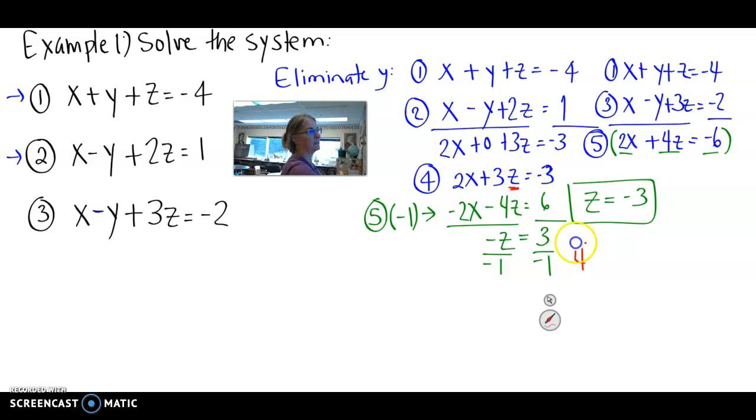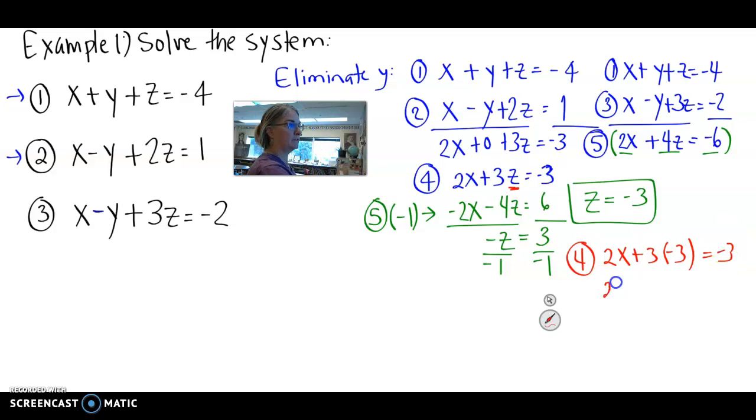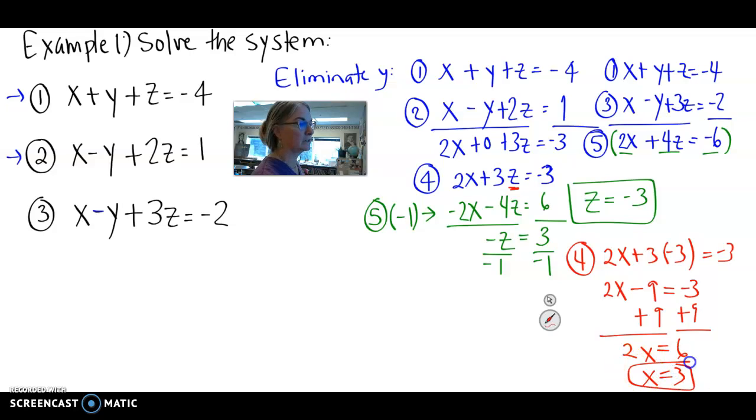So I have 2x plus 3 times negative 3 equals negative 3, and now solve that for x. So I get 2x, 3 times negative 3 is minus 9 equals negative 3. Add 9, and I get 2x is equal to 6, divided by 2, and you get x equals 3. Put that in a box so you can keep track of it. Now we know x and z.